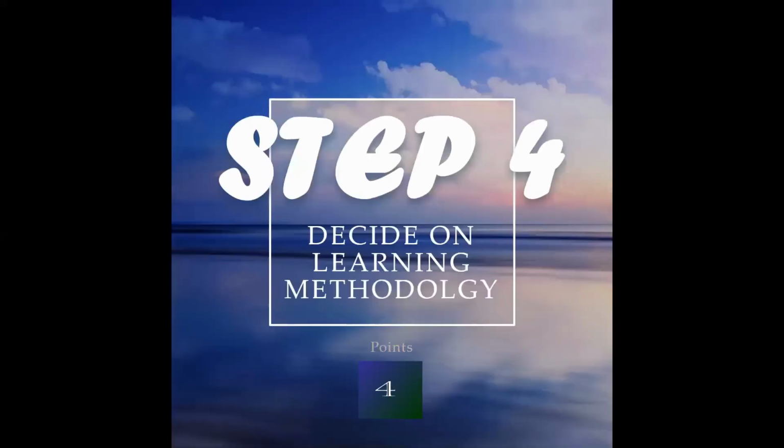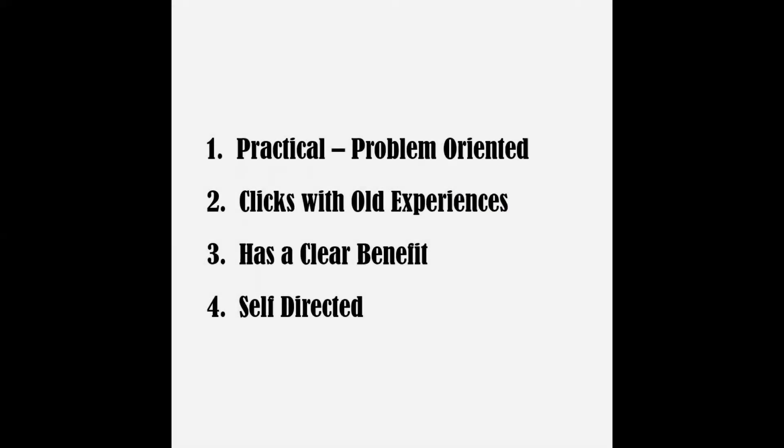Step number 4 is all about deciding on the learning methodology. Adults do learn through experience. They want to be hands-on. They like to do things themselves. So recapping all of this, number 1, they need the program to be actually practical, to discuss with them rather than tell them. And number 2, whatever you give them, whatever you offer them, has to weave in and make sense to their old experiences.